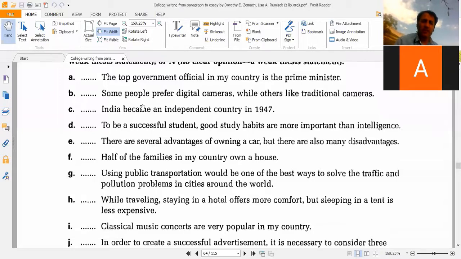So look at the first sentence, whether you consider it as a thesis statement or not. The top government official in my country is the Prime Minister. Do you think it is a kind of thesis statement? This can be taken as a thesis statement? Can anyone answer me? Can this be a thesis statement, that the top government official in my country is the Prime Minister?